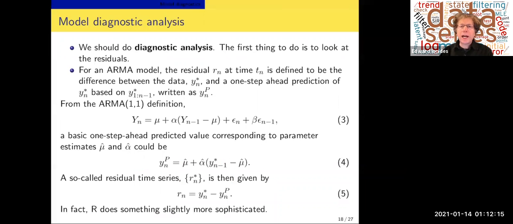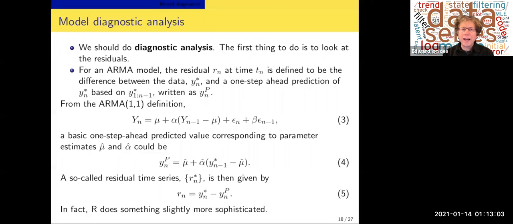Well, really, perhaps the first thing to do is to look at the residuals. Then we have to decide what the residuals mean for an ARMA model. We know what they mean for linear regression, and we know that looking at residuals is a good thing to do in linear regression analysis. And it's a good general principle that if you know something for linear regression analysis, you can extend it to ARMA analysis. Okay, so for an ARMA model, the residual r_n at time t_n is defined to be the difference between the data y_n star and a one-step ahead prediction of the data based on the data up to time n-1. We call this y_n^P, P for prediction at time n.